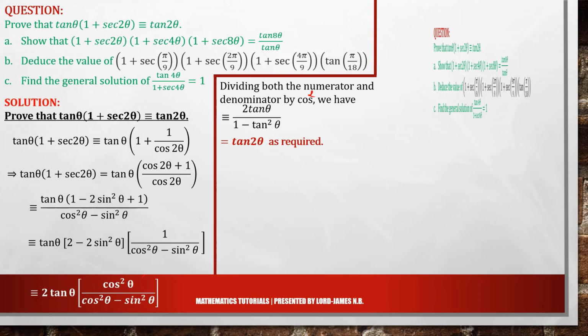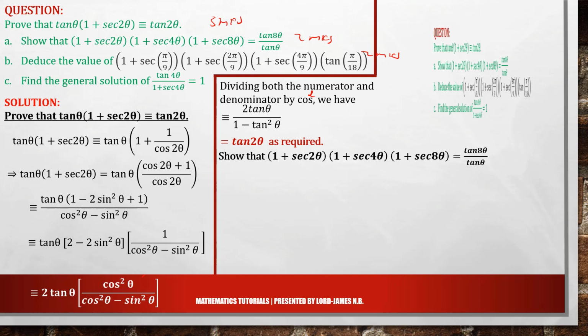Now let's go to the A part, which says show that 1 plus sec 2 theta times 1 plus sec 4 theta times 1 plus sec 8 theta is equal to tan 8 theta on tan theta. We are going to use the idea in the above proof to show this as fast as possible. The mark allocations were about 3 marks, 2 marks, 2 marks, and 3 marks. So that's how the mark allocations were.